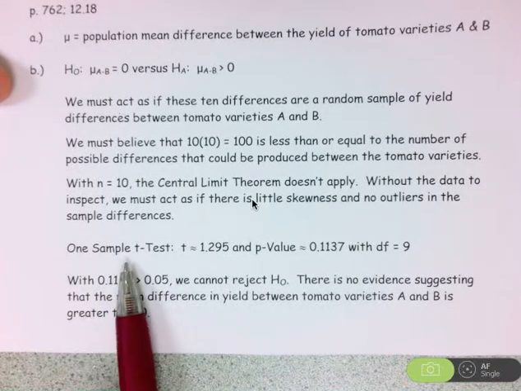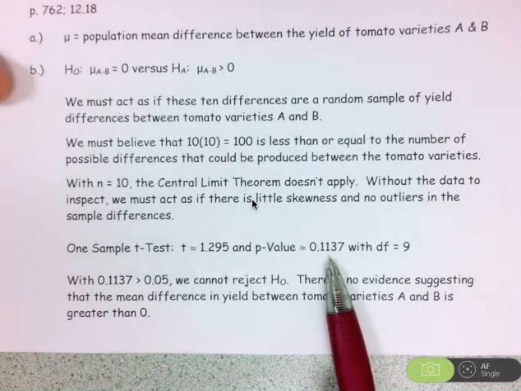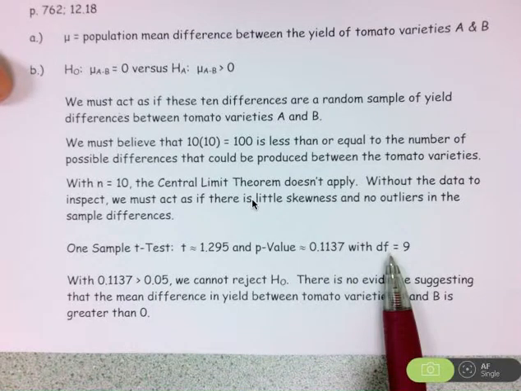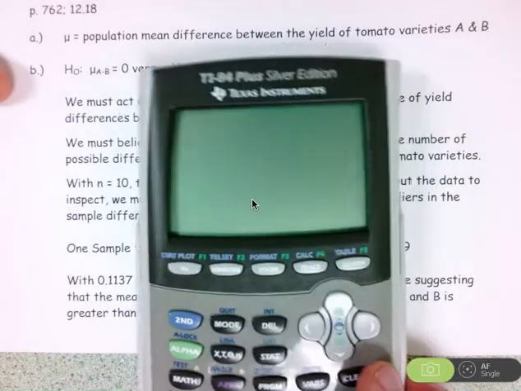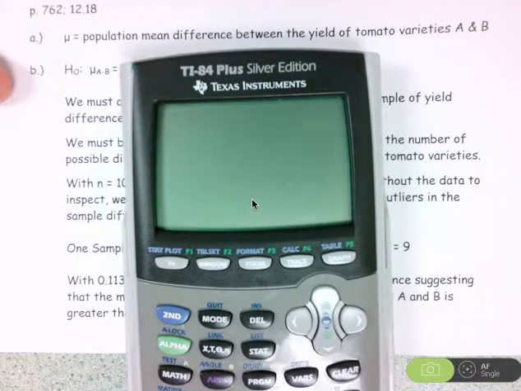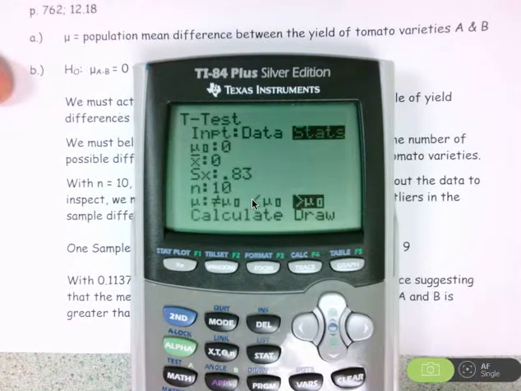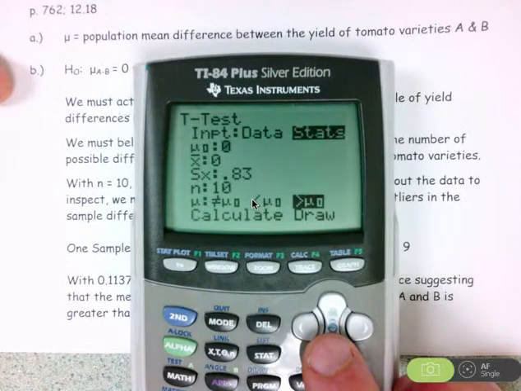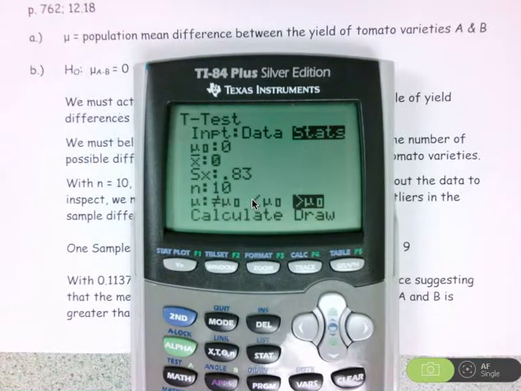So the one sample t-test, if you run it on your calculator, this is the t-score that you should get, 1.295. This is the p-value that you should get, 0.1139, with 9 degrees of freedom. Let me take a second and put that into the calculator just to make sure that you're okay with that. Over to tests. This is a t-test, so I want to enter the statistics. The null hypothesis value is 0. The sample mean, I don't remember the actual sample mean. Let me go and grab it really quick.